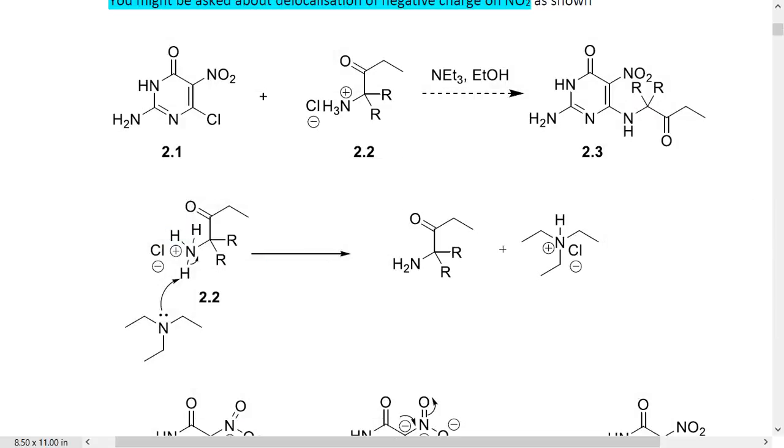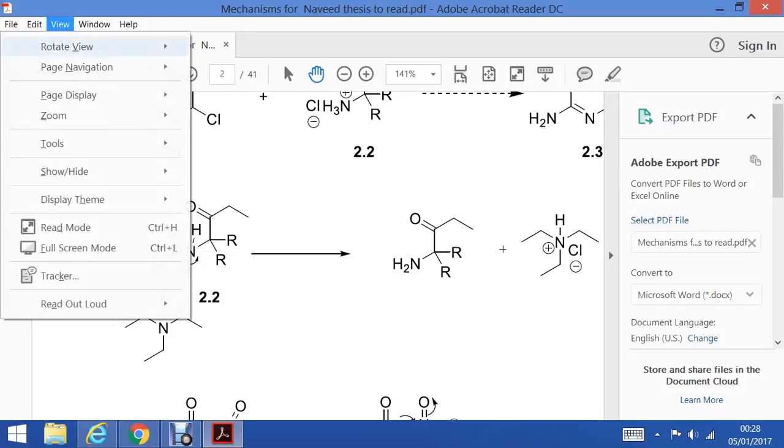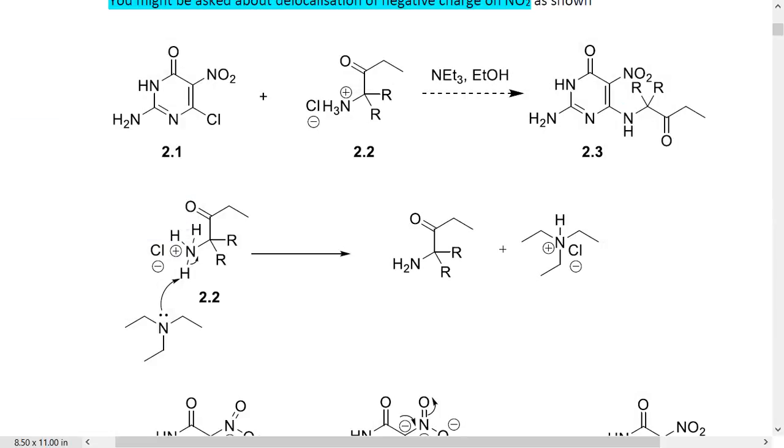What do you think nitrogen is going to do? Nitrogen has a lone pair. It has 5 electrons in its outermost shell. 3 it is using, another 2 are left. That picks up 1 proton, and this nitrogen will take this electron, and you won't see the plus charge now, it is NH2, carbonyl, ethyl. Triethylamine will pick up 1 proton. Now it has 4 bonds. It will be a plus charge. Chlorine will be the counterion.